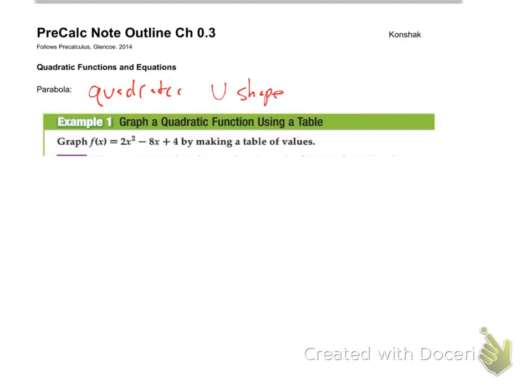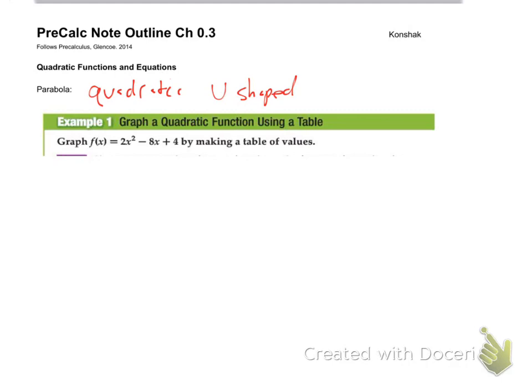U-shape. It's U-shaped, it opens up, it opens down. Yeah? Has solutions sometimes if we set it equal to 0. All of those things. Basically, I put that in there so that you guys recognize that I might interchange the word parabola and quadratic.